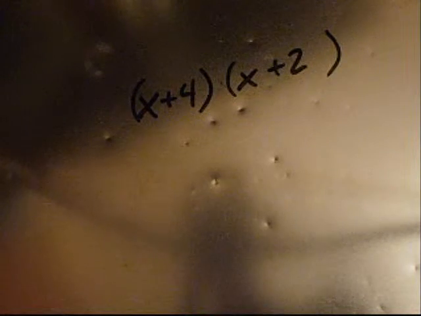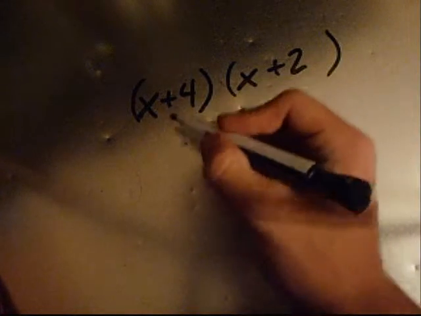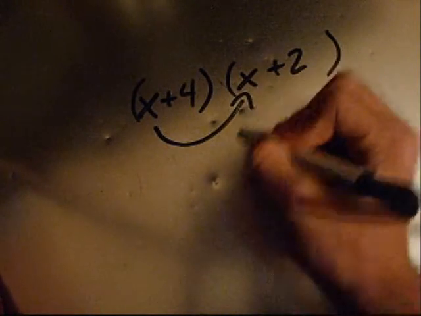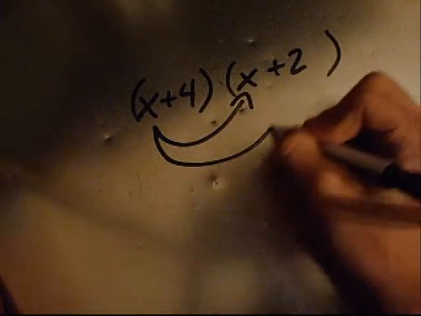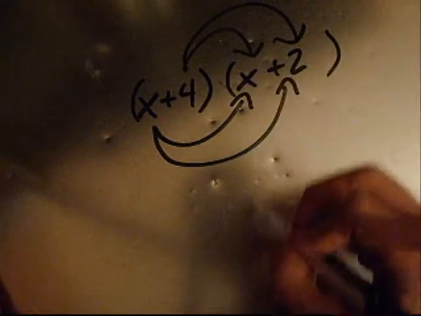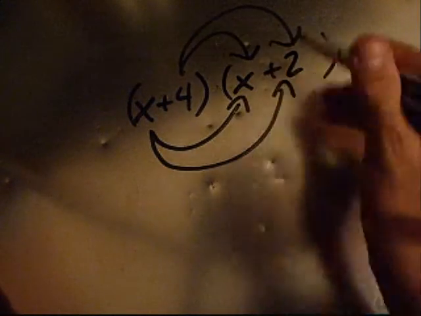I was not counting, so I don't know if that was 30 seconds. So I'm going to show you how to do this. What you want to do is, as I said before, you want to distribute, and I actually thought of a different way of showing you this. You'll do the x times the x, the x times the 2, and then you'll do the 4 times the x, and then the 4 times the 2. That is distributing each number to each other number.